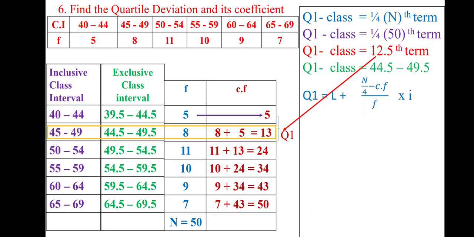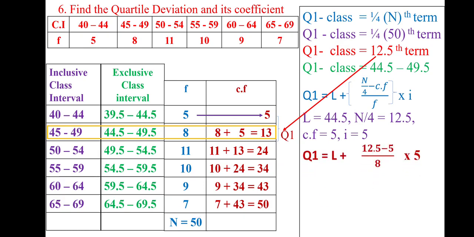Then the formula is written: Q1 equals L plus (N by 4 minus CF) divided by F, into I. L is the lower limit of the Q1 class, 44.5. N by 4, 50 divided by 4, gives 12.5. CF is the previous value of the Q1 class in the CF column, which is 5. I equals 5 because it is the difference between the upper limit and lower limit of the Q1 class. So we substitute: L plus 12.5 minus 5, divided by 8, into 5.